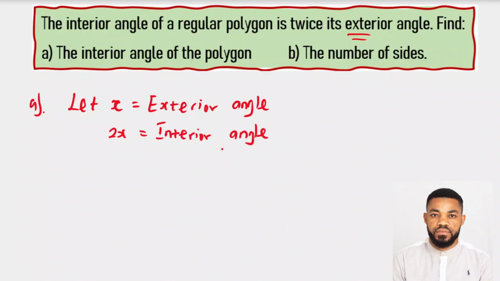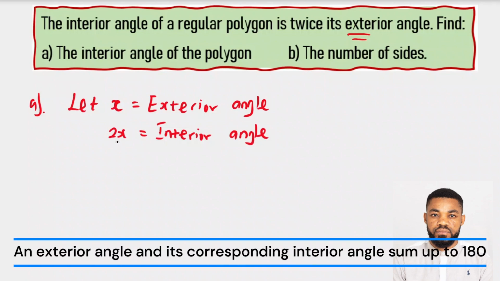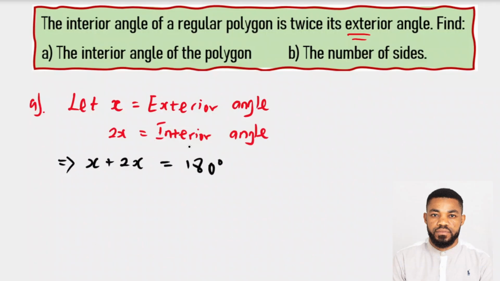So now we have both the exterior angle and the interior angle. And the question is, how do we find the value of x? We have to connect these two angles by using this property. You should remember that the exterior angle and its interior angle sum up to 180 degrees. You should remember this property. So this means that x plus 2x should give me 180 degrees. Remember, they sum up to 180 because they form straight line angles. So at this point, x plus 2x will easily give me 3x, and that is equal to 180 degrees.